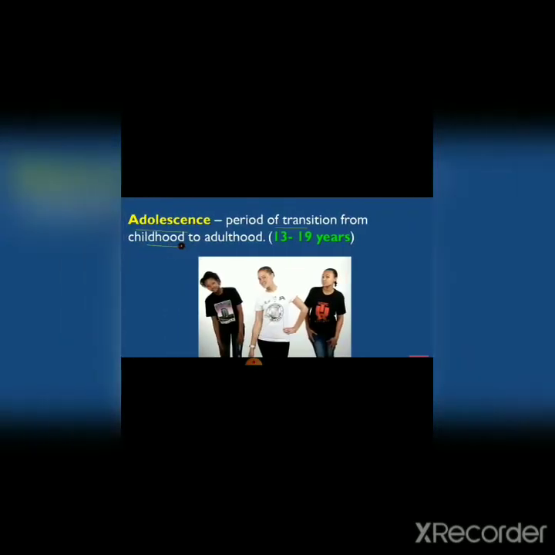The next age, that is after 12 years, is called adolescence. That age period is 13 to 19 years. So this is the period of transition from childhood to adulthood. That period, in which we move from child to adulthood, is called adolescence. Under this period we are generally teenagers, so this age is also called teenage. Here you are able to see teenage girls, isn't it?